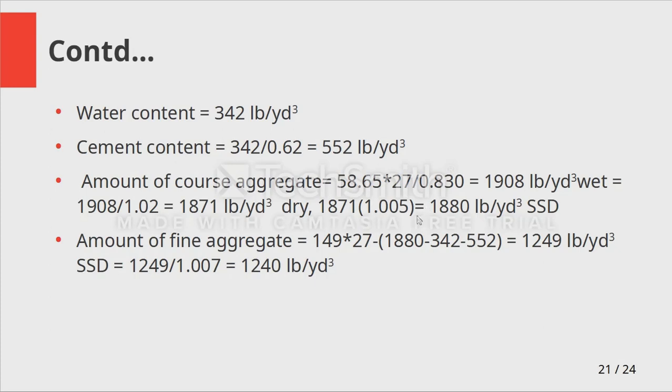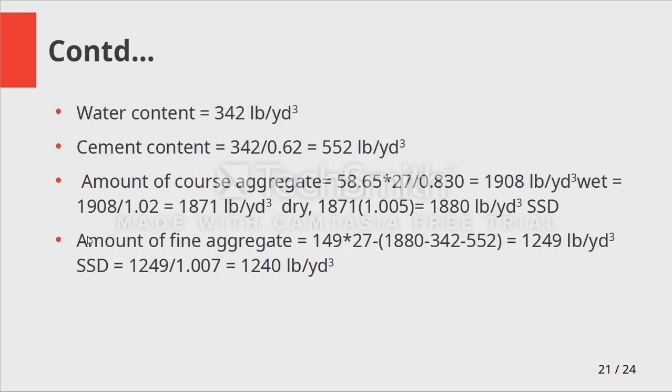Similarly, in order to obtain the saturated surface dry weight, you need to add 0.5% of 1871 to this 1871, or simply multiply 1871 by 1.005. You will get the saturated surface dry weight.